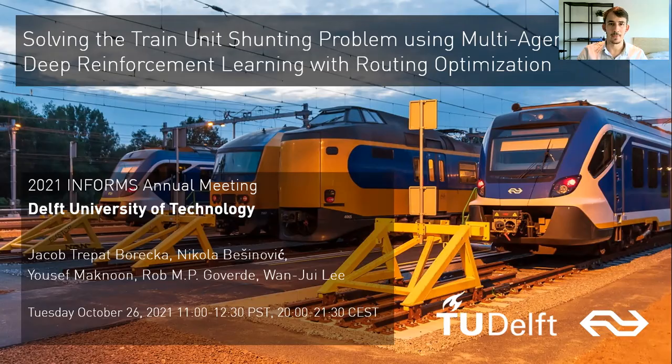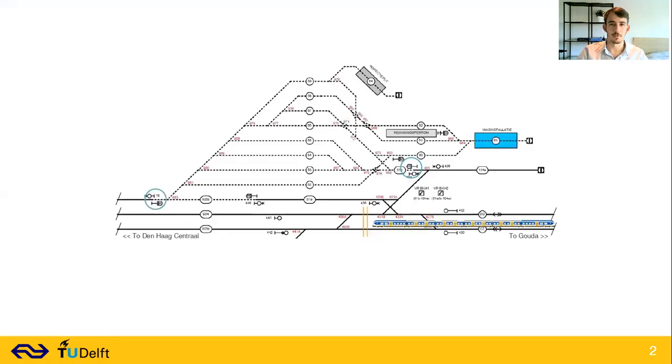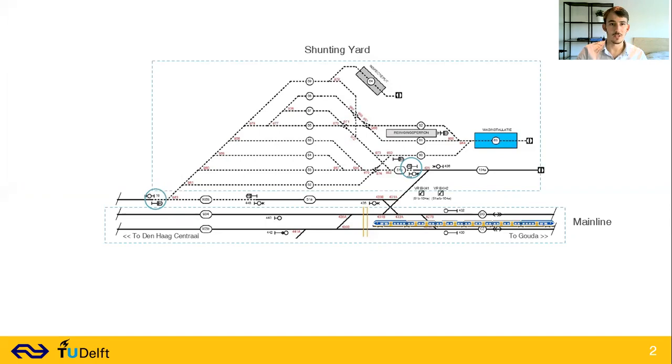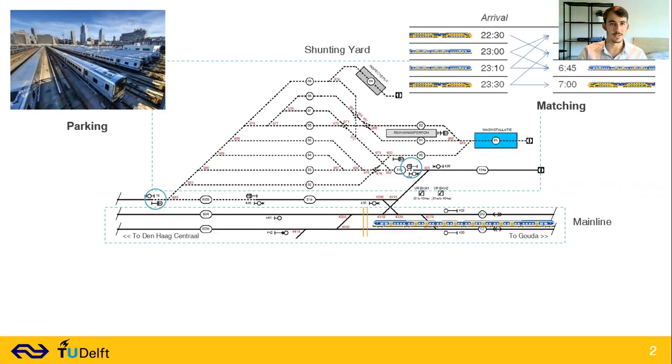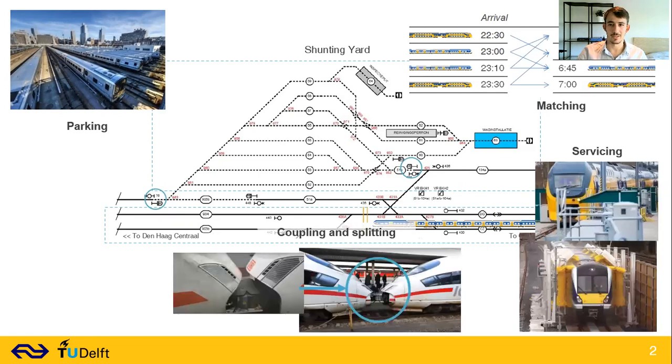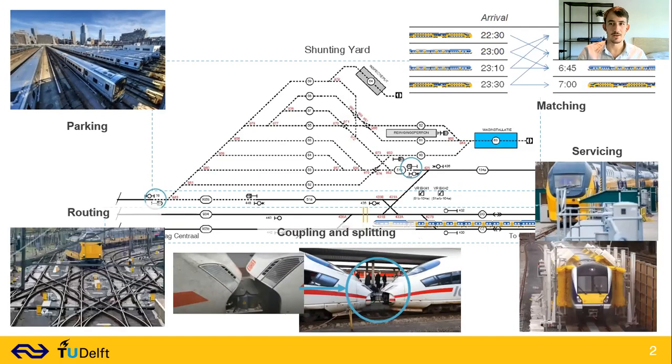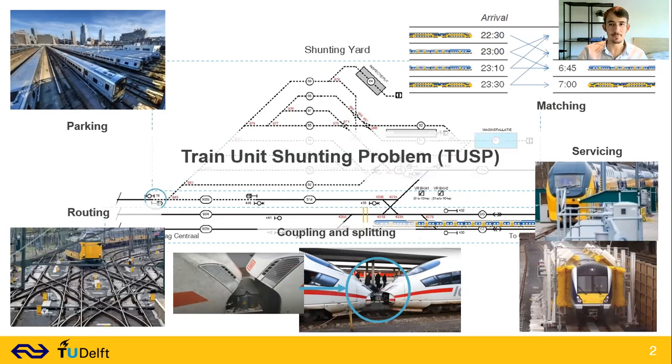with the Netherlands Railways. Our problem concerns the parking of passenger trains off the main line overnight once the day train passenger service has finished. We park them in a shunting yard, which consists of a set of parallel tracks that we are using for parking. But besides this, trains in the shunting yard have to solve a matching problem, which consists in linking arriving train services to departing train services, as well as performing service tasks, and coupling and splitting trains to modify compositions, and routing to make all this possible. This is what we know as the train unit shunting problem.